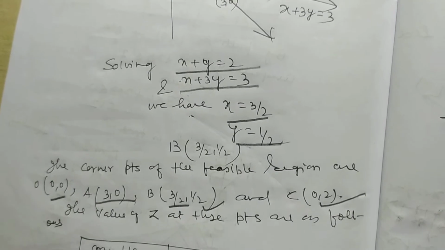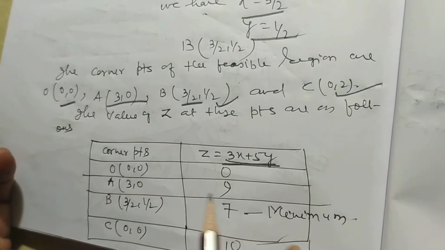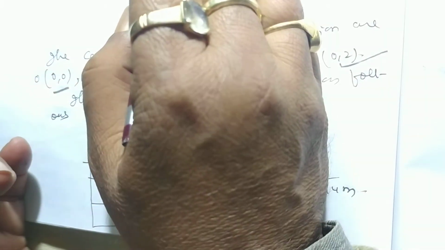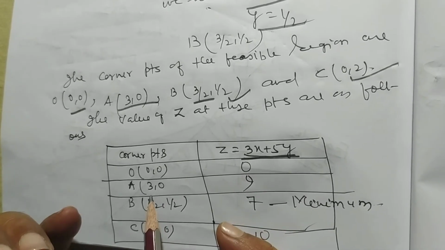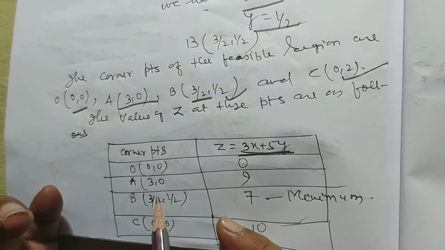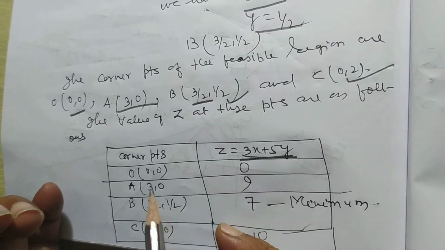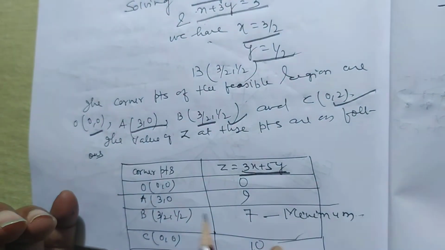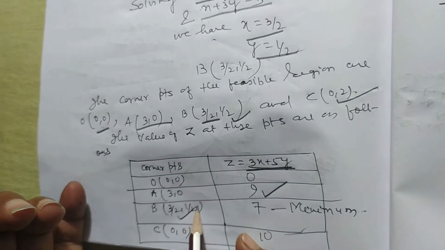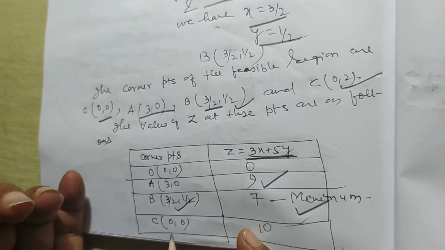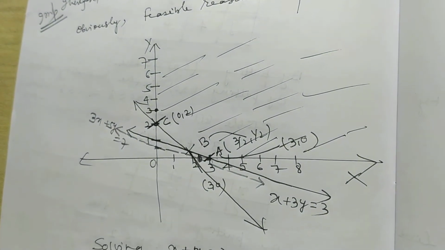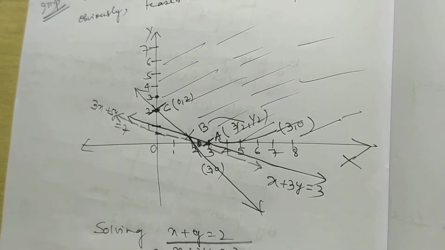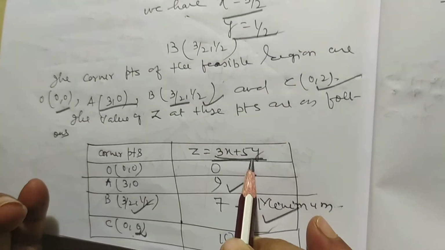So my dear student, at corner point A, which is 3, 0, the value is 9. At B, 3 by 2, 1 by 2, the value is 7. And at C, 0, 2, the value will be 10.